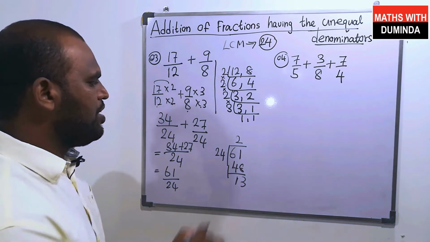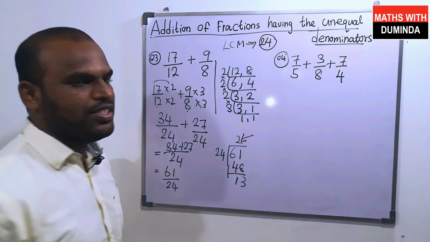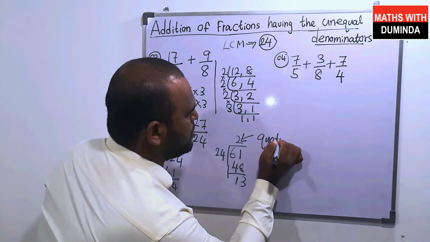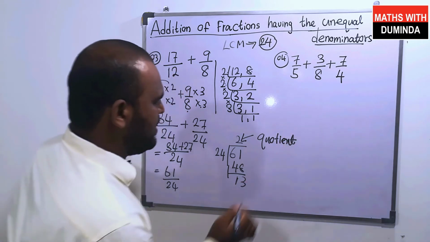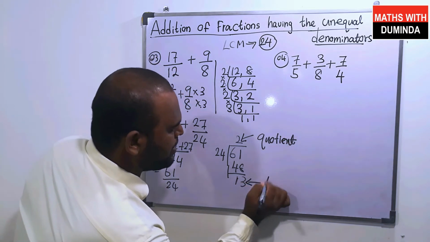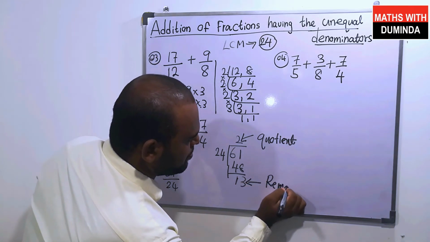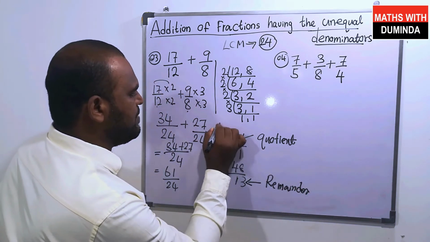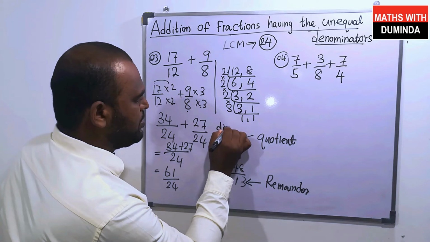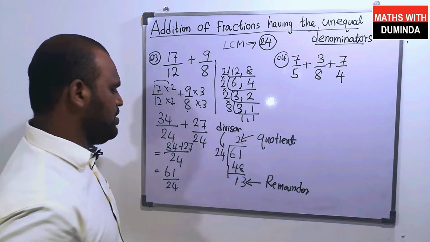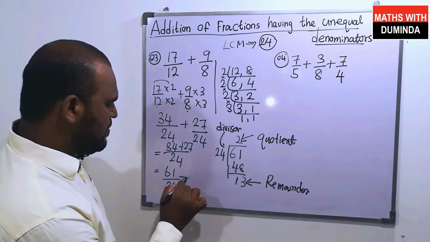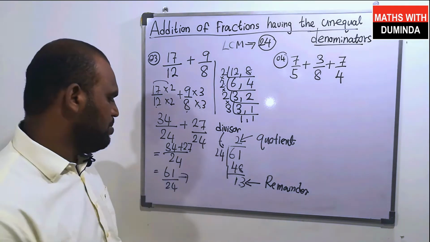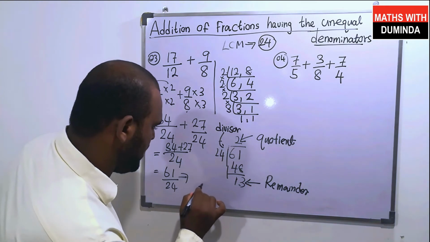Okay, remember, what do you call this? This is called the quotient. And this is called the remainder. And this is called the divisor. So, when you convert an improper fraction into a mixed number, the denominator doesn't change, it stays as it is.